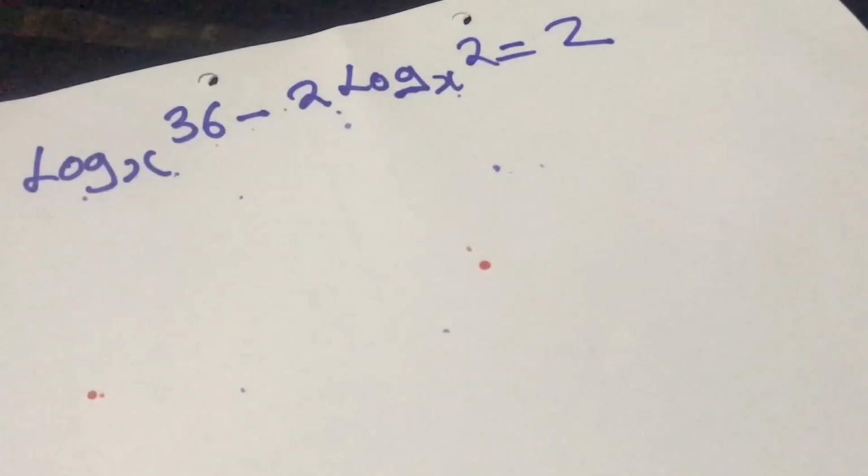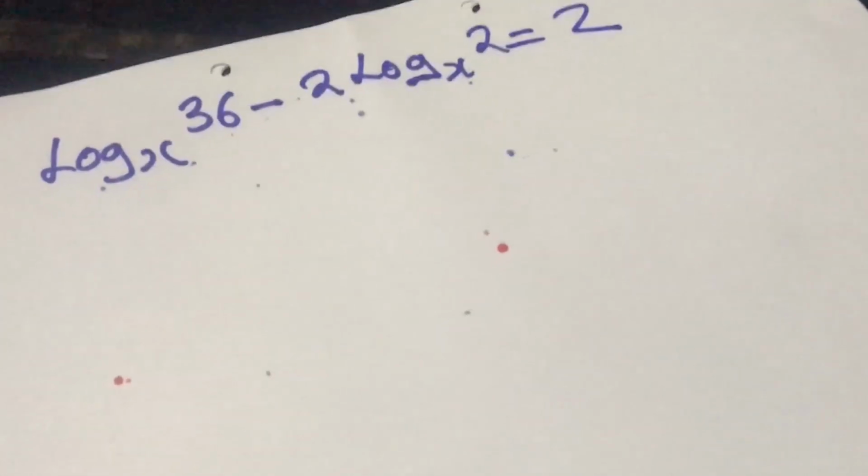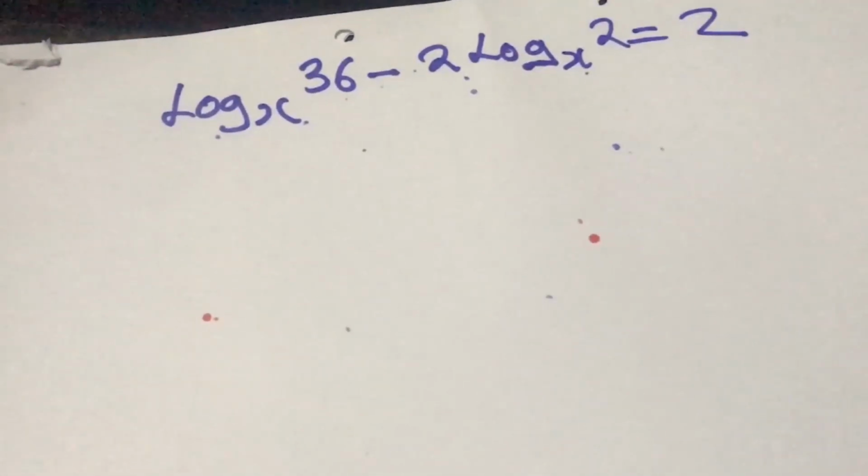Okay, so how do you solve this equation? You have a logarithmic equation: log of base x 36 minus 2 log of base x 2 is equal to 2. So how do you solve this one? The first thing that you do is you look at the bases.